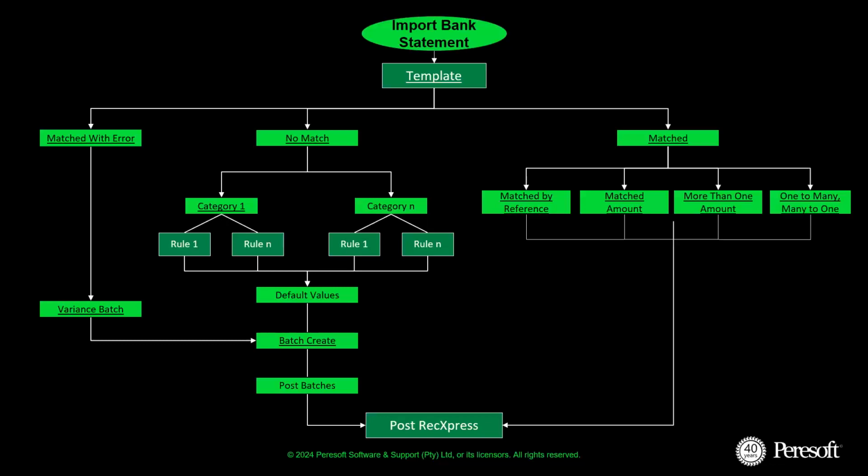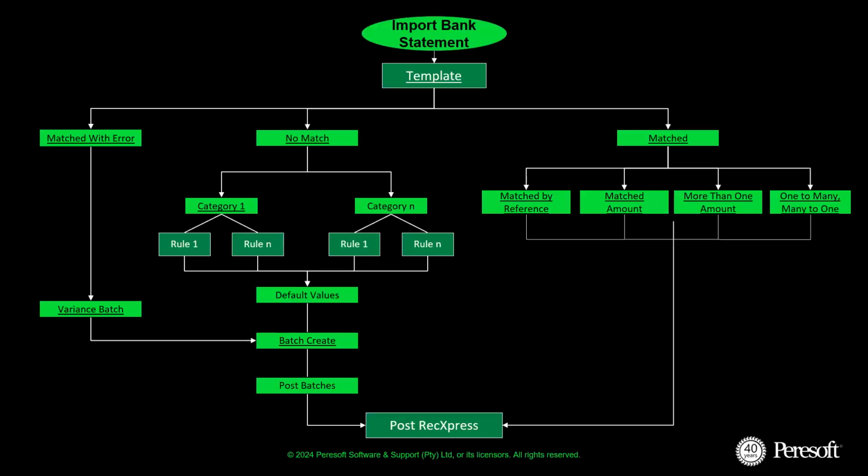With no match, if you have correctly entered your rules, you should eventually have up to a 99% match and only a few entries will be in your no match. With no match entries, RecXpress will look for the rule within the categories, set up default values, let you renumber the entries before you can create the batch and then post it.